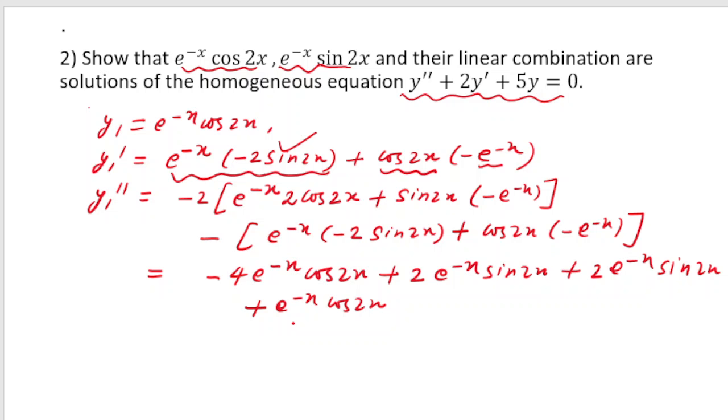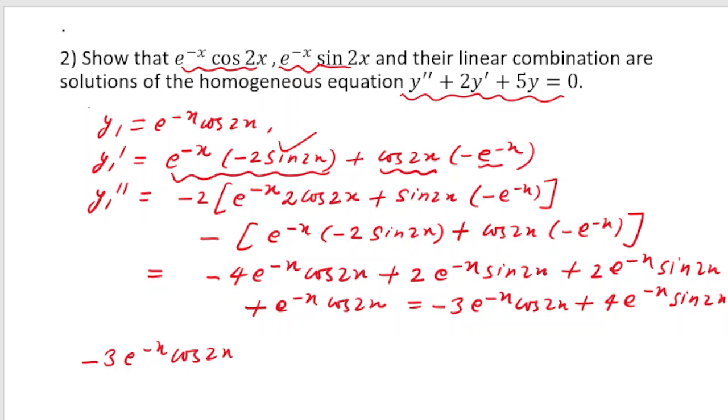Okay, now if you look at this, I think this can be simplified. This term and this term are same, so I am getting minus 3 e to the power minus x cos 2x, and this term and this term are same, so I am getting 2 plus 2, 4 e to the power minus x sine 2x. So is it satisfying the original equation? What is the original equation? In place of y we have to put y1, so y1 double dash I am getting is minus 3 e to the power minus x cos 2x, and then plus 4 e to the power minus x sine 2x, right?